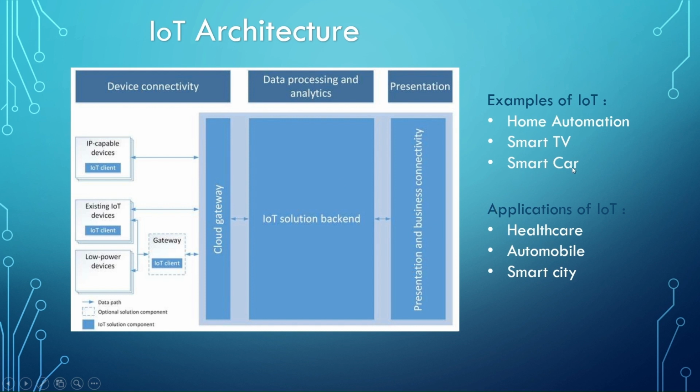Examples of IoT include home automation, smart TV, smart car, and a well-renowned example of an IoT device is Alexa, which is used to control various devices in our home. Applications of IoT. IoT is applicable in various fields such as healthcare, automobile, smart city, etc.